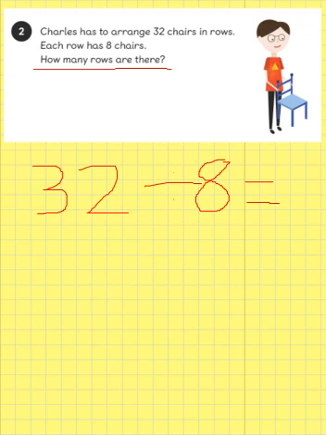Right, let's have a look at this. Charles has to arrange 32 chairs in rows. So he's got 32 chairs, he's putting them out into rows. So this total number of chairs, each row has 8 chairs. So if we're dividing by 8, then that's going to show me how many are in each row. And then I need to work out how many rows. Yeah, I'm happy with this. So 32 divided by 8. Right, I've forgotten my 8 times table. So what I'm going to do, I think I might count in my 8s so that will help me answer the question. So 8, 16, 24, 32. Right, so 4. So that gave me 4. So I'm going to write my answer down as 4.